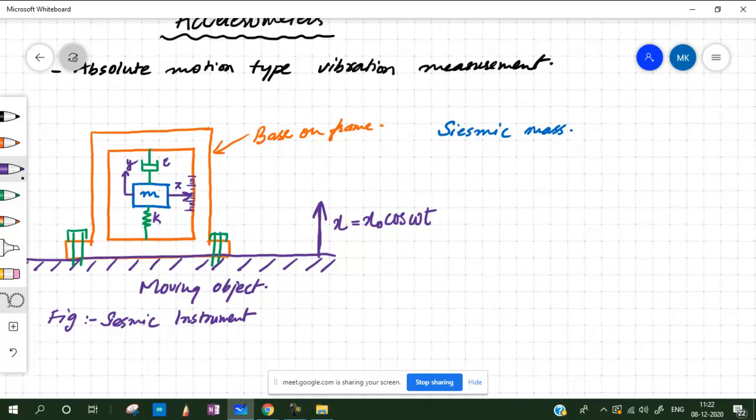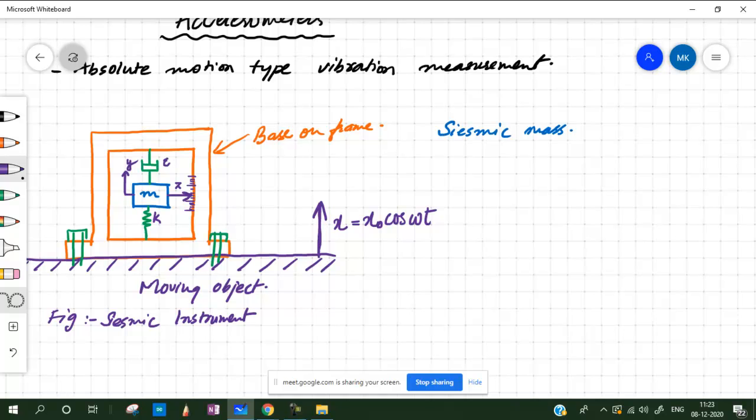I'll maybe discuss it later on also in the same lecture. So that can give us the relative motion. So what does that motion correspond to? Actually, we'll see that by analyzing this system. So how can we use this system in the measurement of, you can say, acceleration and maybe the displacements also.